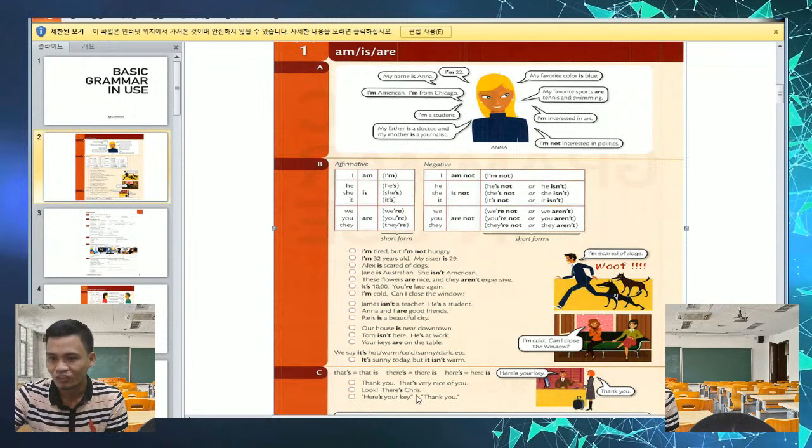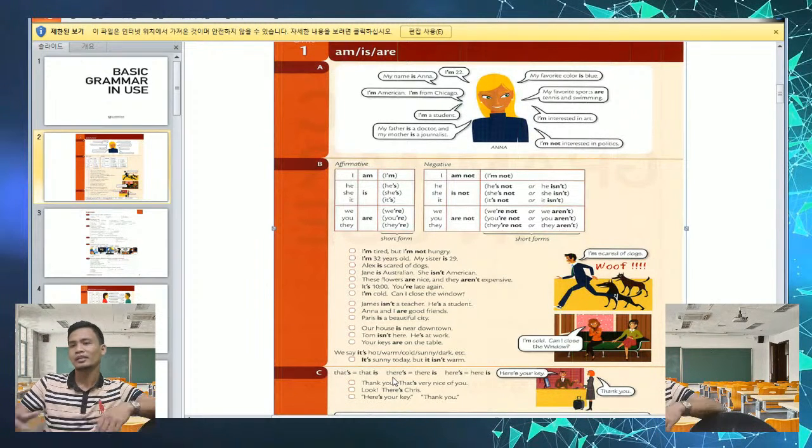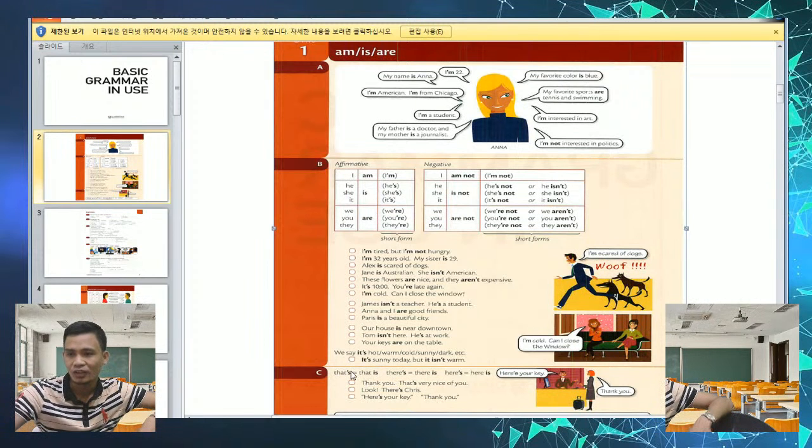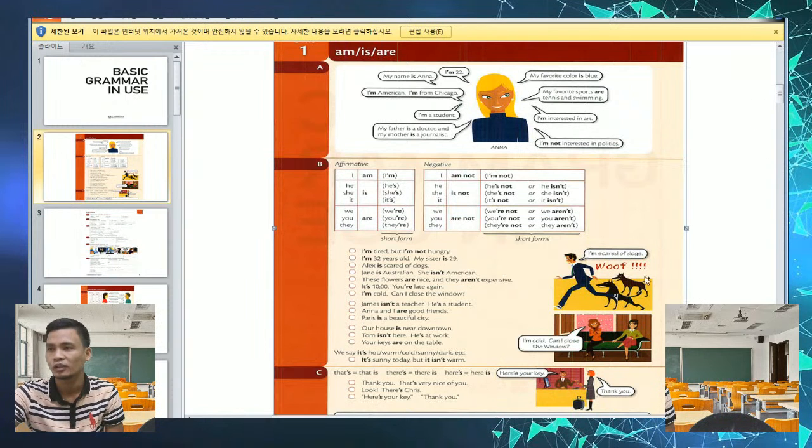Okay, so we also have here it's. It's the same with that is. So this one is a short form. Instead of saying that is, you may just say that's. That's for the short form. We also have for there is, you can say there's, and we also have here is. Just follow the short form.